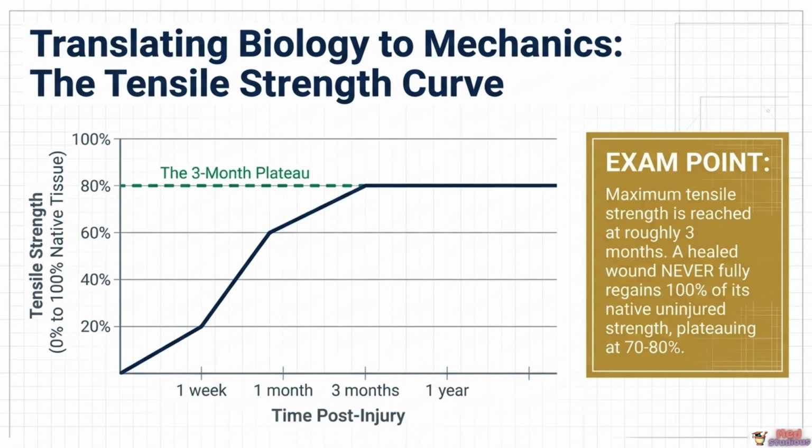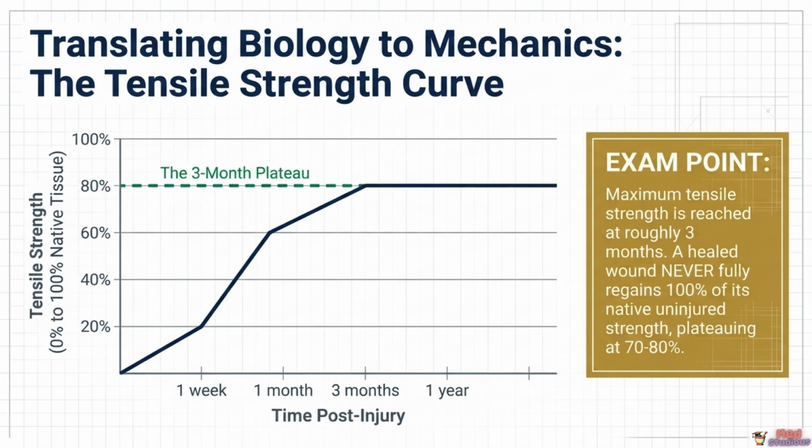A healed wound never fully recovers 100% of its native tissue strength. The maximum possible is 70 to 80%, achieved at 3 months, and this plateau is permanent. This has profound surgical implications. It means that fascial closures from previous abdominal operations have permanently reduced load-bearing capacity compared to native fascia, explaining why incisional hernia risk exists throughout a patient's lifetime after laparotomy.